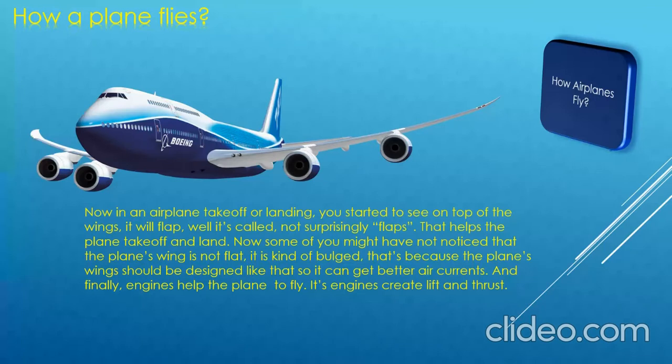For example, you might have seen pictures of plane wings in storybooks or anywhere. A plane's wing is kind of curved. That helps the wind push off the airplane's wing. I mean, not pushing the wing until it's broken, but so that the airplane can go faster. And finally, engines help the plane to fly. Everyone knows that fact. Engines create lift and thrust. Now we will learn about lift and thrust in the next slide.